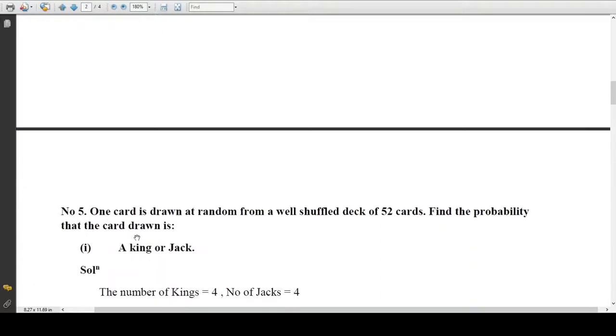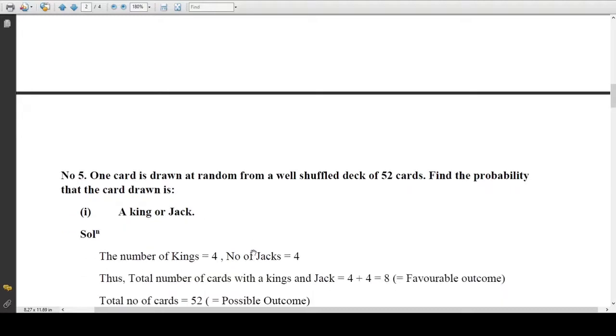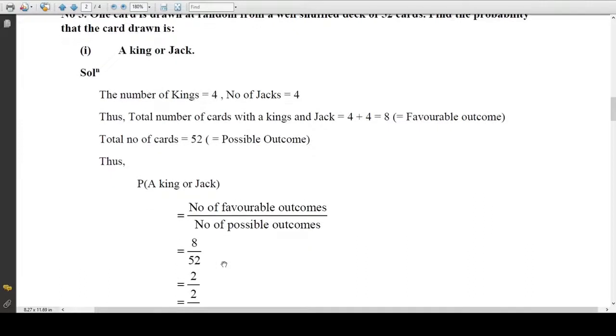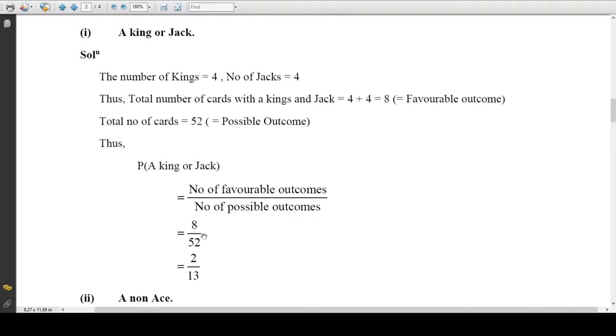The next is number 5. One card is drawn at random from a well-shuffled deck of 52 cards. Find the probability that the card drawn is a king or jack. Now, how many kings are there? How many jacks are there? Each of them has 4, isn't it? Therefore the favorable outcome will be 4 plus 4, which is 8, and thus the probability will be 8 by 52, the total number of cards, the possible outcome. On cancelling you will get 2 by 13. 4 2s are 8, 4 13s are 52.